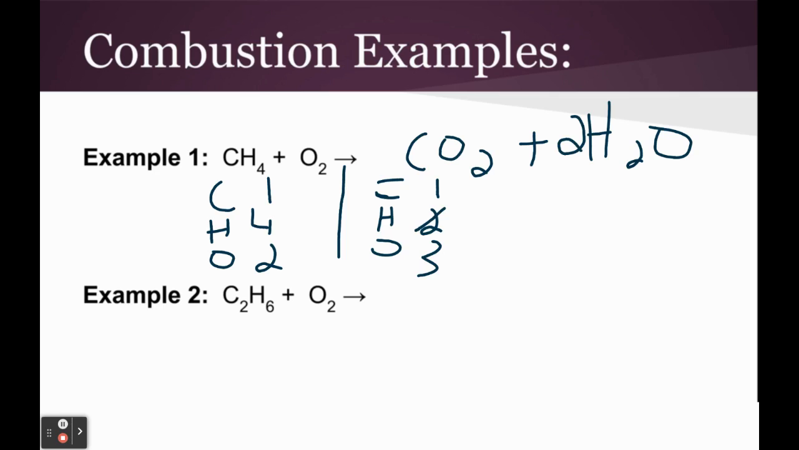That gives us 4 hydrogens, and that changes our oxygens now to 4 as well. Okay. So now carbons match, hydrogens match, we just need to fix our oxygens. If we put a 2 in front of the O2 there, that gives us 4 oxygens, and then that equation is balanced. Now for example number 2, this is also a combustion reaction, and we can tell by the hydrocarbon plus oxygen.